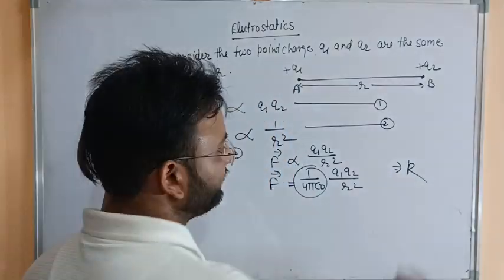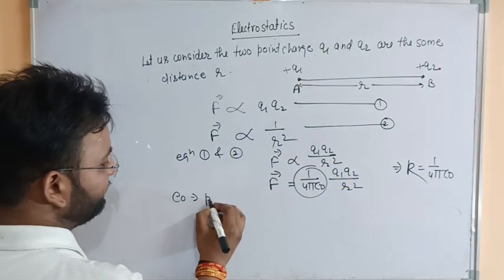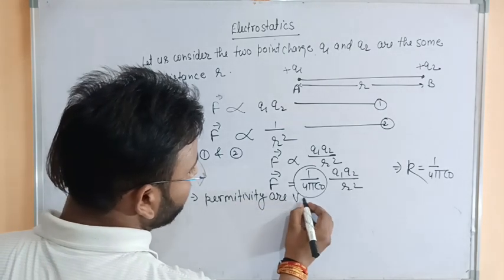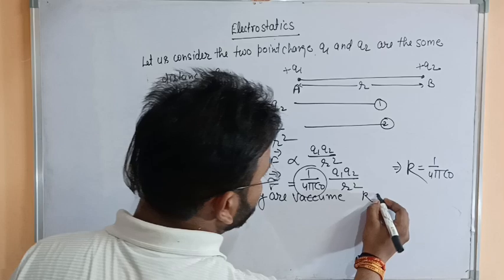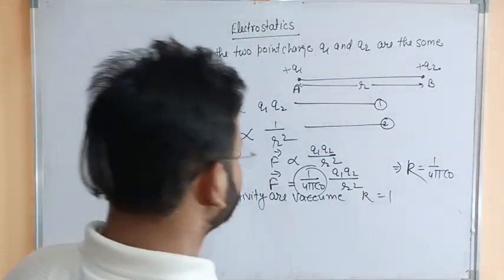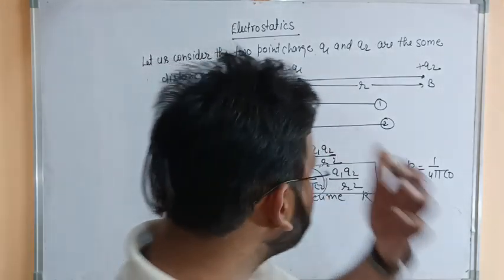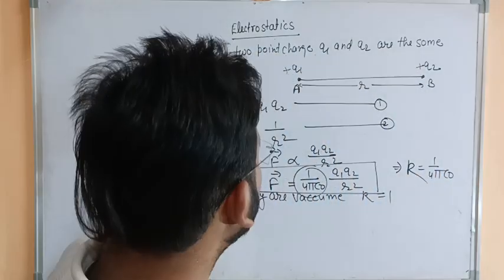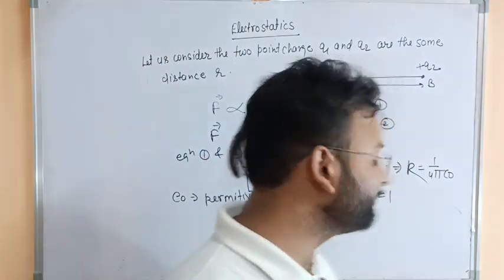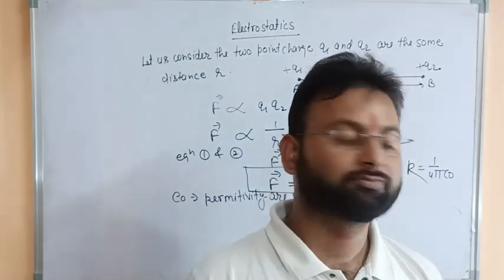The value of K is equal to 1 upon 4 pi epsilon naught, where epsilon naught is the permittivity of vacuum, and K is equal to 1 in a dielectric medium. Then the force is 1 upon 4 pi epsilon naught Q1 Q2 upon R square. This is Coulomb's law, the mathematical formula for the force between two point charges.